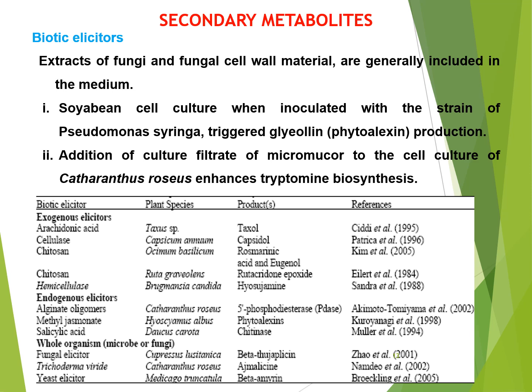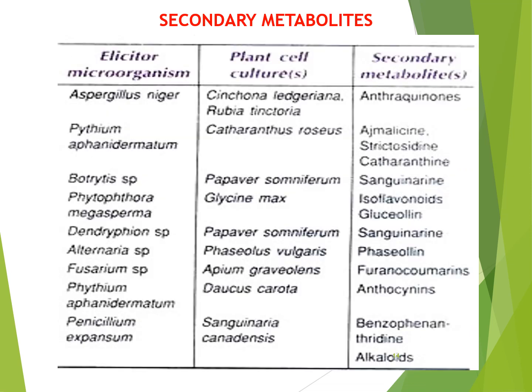Certain biotic elicitors like cell wall material extracted from fungi and fungal cells are used as elicitors to enhance the production of secondary metabolites. These are certain examples of microorganisms used as elicitors in plant cell culture to increase or enhance the secondary metabolite production.